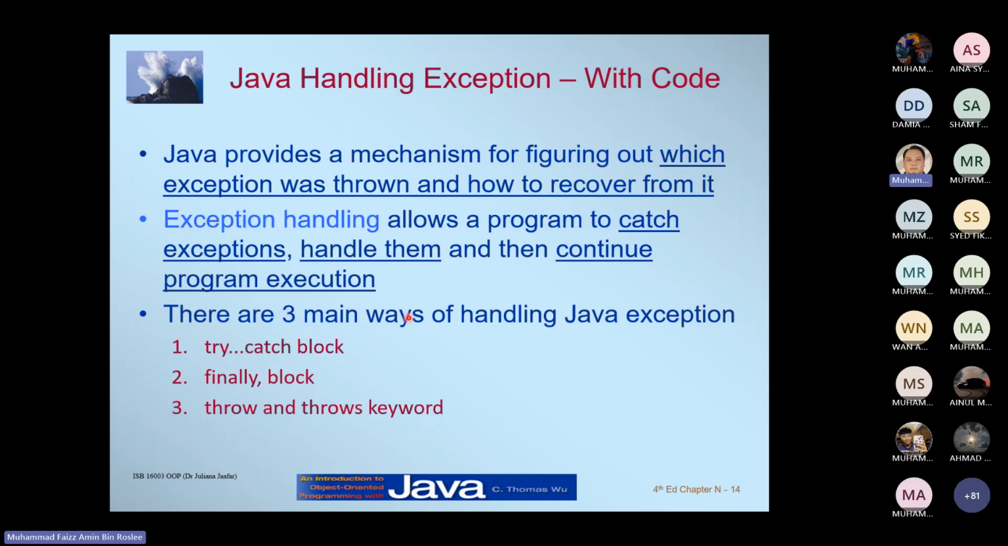There are three main ways of handling Java exceptions. The first one is the try catch block. This is the most common. Then you will have the finally block, if you want further stuff to be handled when the error occurs. Then you have the third one, which is mostly used inline with your method. You can use the throw and throws keywords. Later on you will see the example.